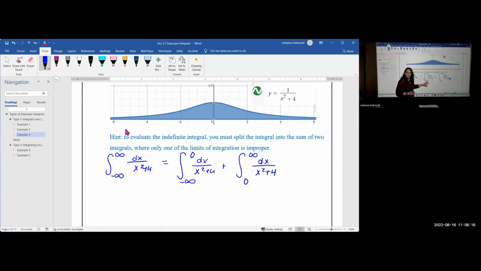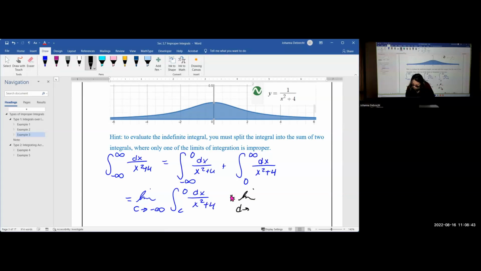Now, how am I going to evaluate this? Well, I need to replace the improper limit of integration with a dummy variable and take the limit as it approaches that value. So now I'm going to split it. I have the limit as c approaches negative infinity of the integral from c to 0 of dx over x squared plus 4, plus the limit as d goes to positive infinity of the integral from 0 to d of dx over x squared plus 4.